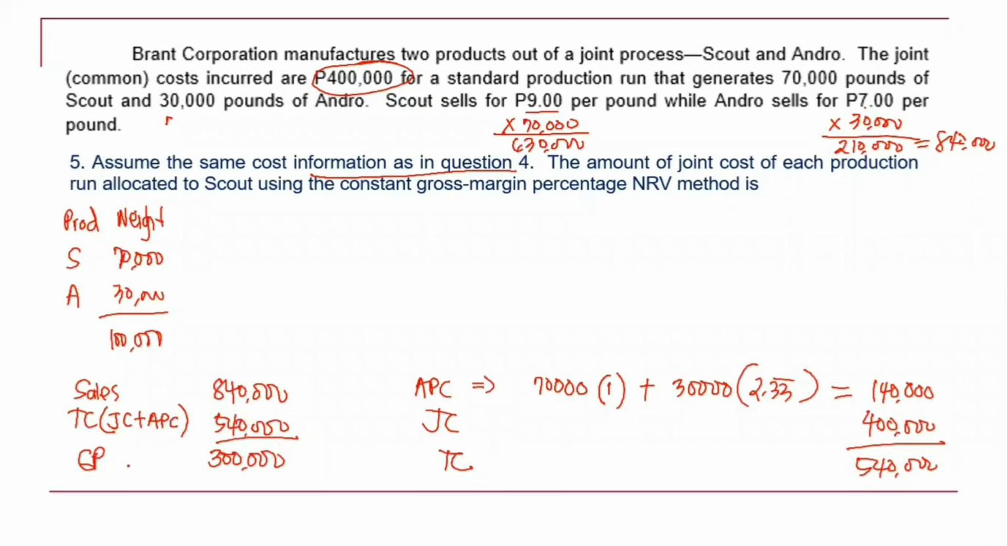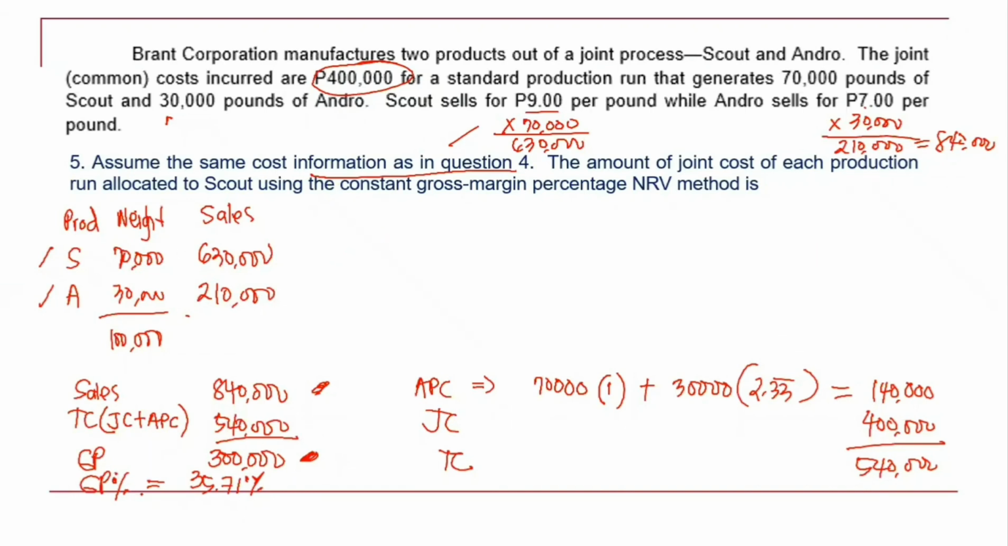Ayan. So ano ang sabi natin? Constant gross margin percentage. So ang GP percentage natin is equal to 300 over 840, which is 35.71%. Yun yung GP rate natin. So i-apply natin na si Scout at saka si Andro ay parehas lang ng gross margin. So cost kasi yung pinag-uusapan natin dito, cost yung kino-compute natin. So magkano yung sales natin dito muna? Ito ay 630,000. Ito ay 210,000.